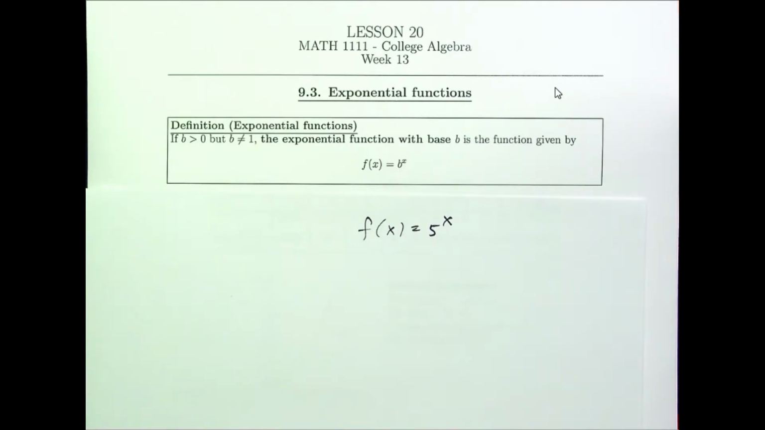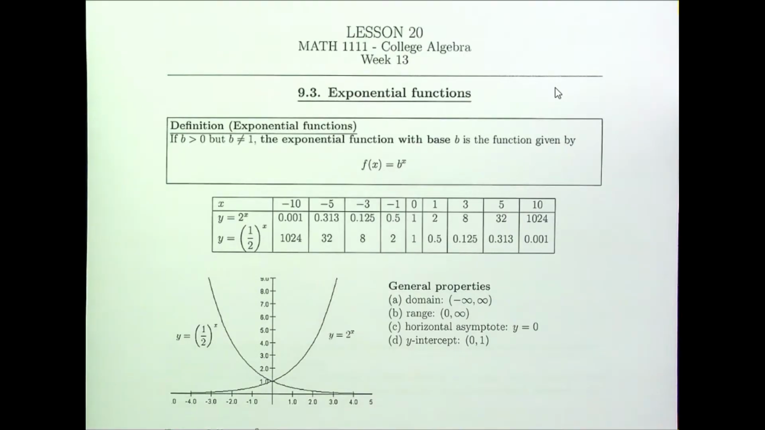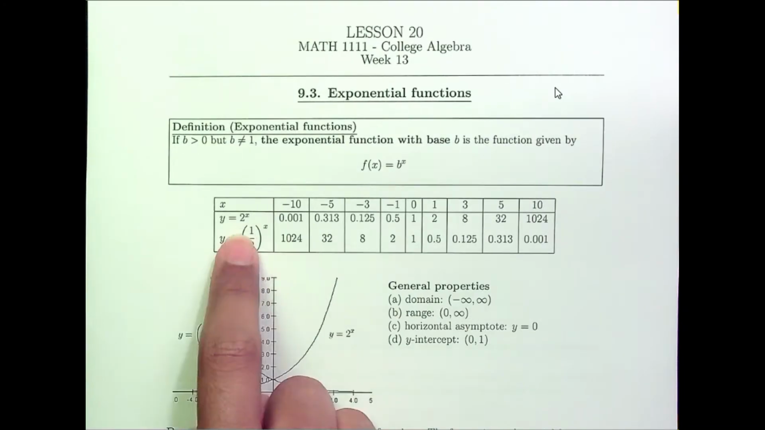Basically, nothing happens in those cases, because 0 to the anything is just going to be 0, or 1 to the anything is just going to be 1. So we normally then say b, the base, is neither 0 nor 1, and it has to be positive. Okay, so that is the exponential function with base b. So here's a concrete example with the base b equals 2.